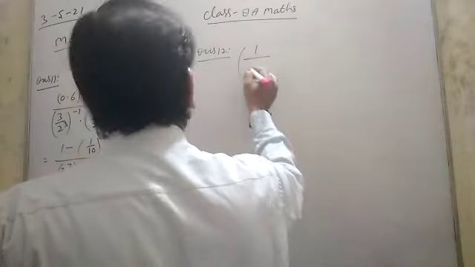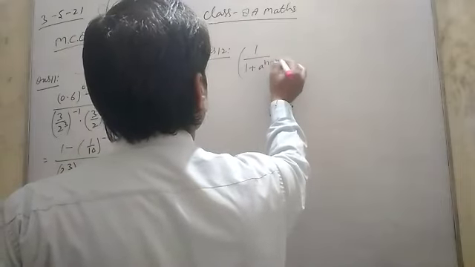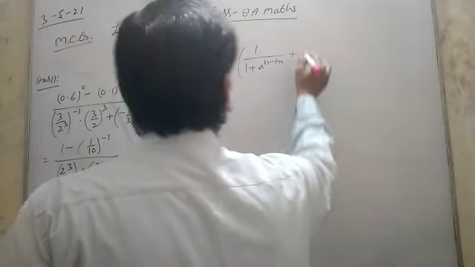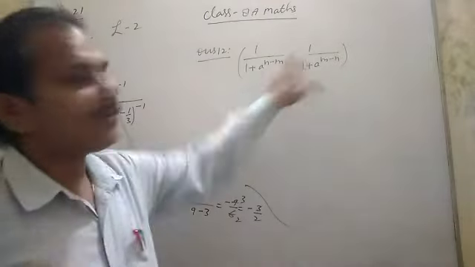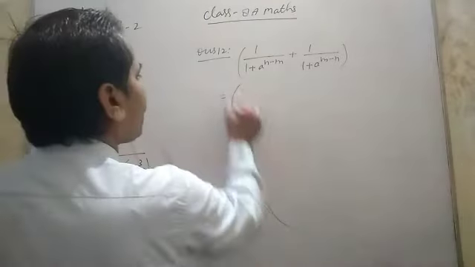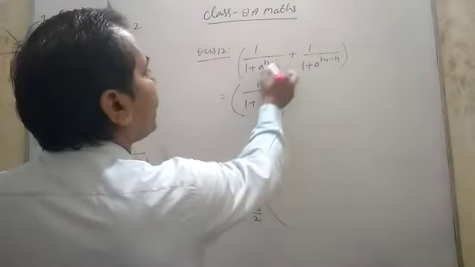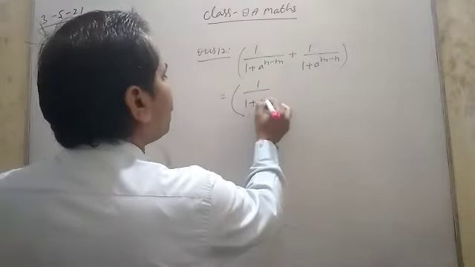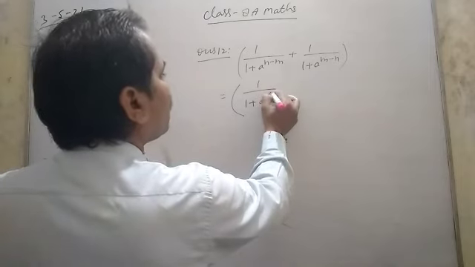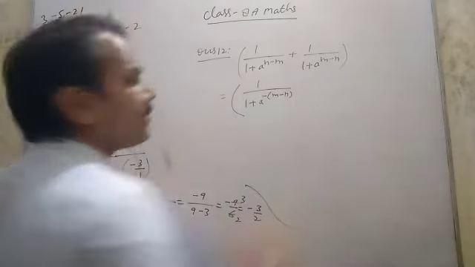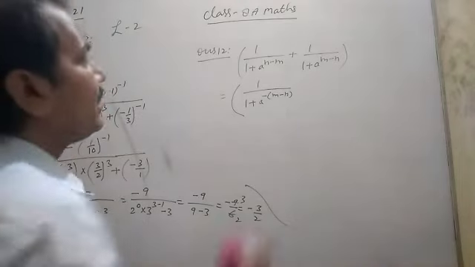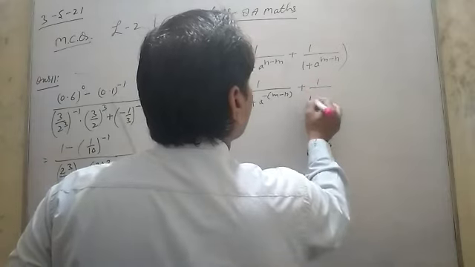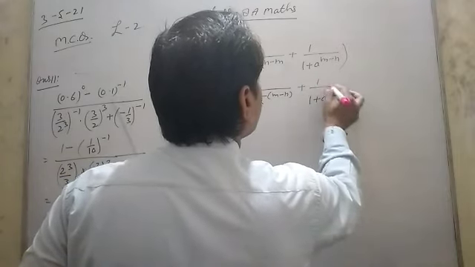1 upon 1 plus a power n minus m, plus 1 upon 1 plus a power m minus n. Okay, so the denominators are different. So a power n minus m: if we take minus common, then n minus m becomes minus in bracket m minus n, plus 1 upon 1 plus a power n minus m.